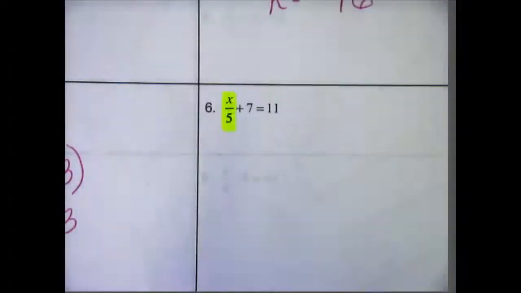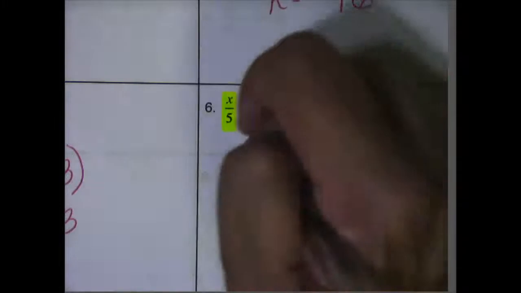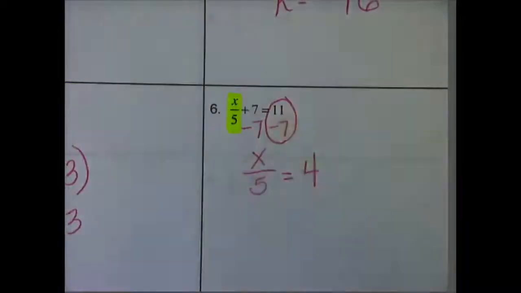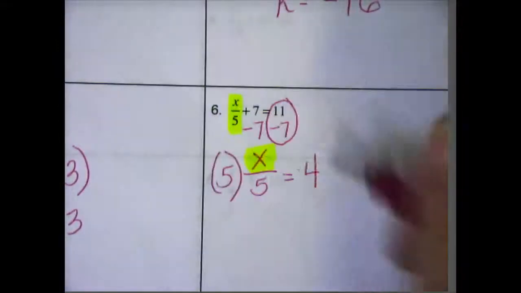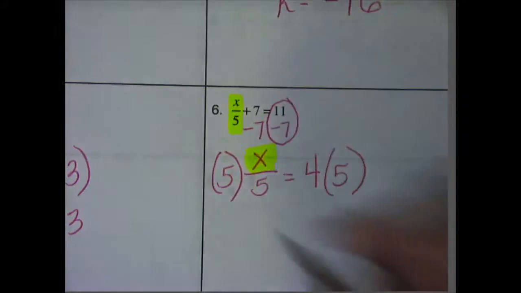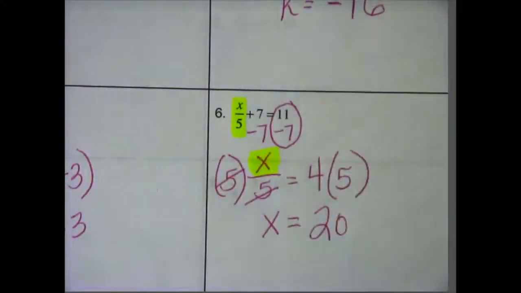Number 6. We have x divided by 5 plus 7 equals 11. We want to isolate x divided by 5, or the term with x divided by 5. We've got positive 7, so we subtract 7. That leaves us with x divided by 5 equals 11 minus 7, which is 4. We want to isolate the x, so we're going to multiply both sides by 5 because this is division, x divided by 5. And we need to do the opposite. These cancel, and x equals 4 times 5, which is 20.